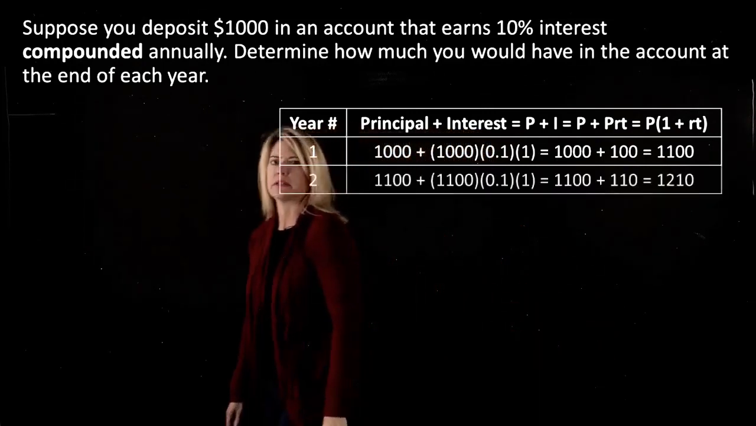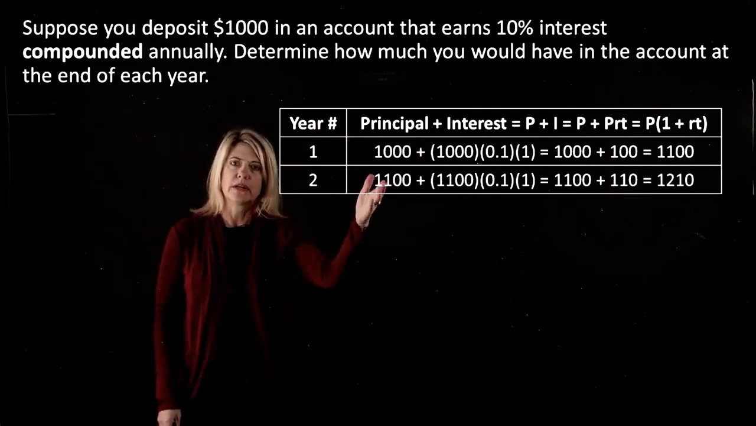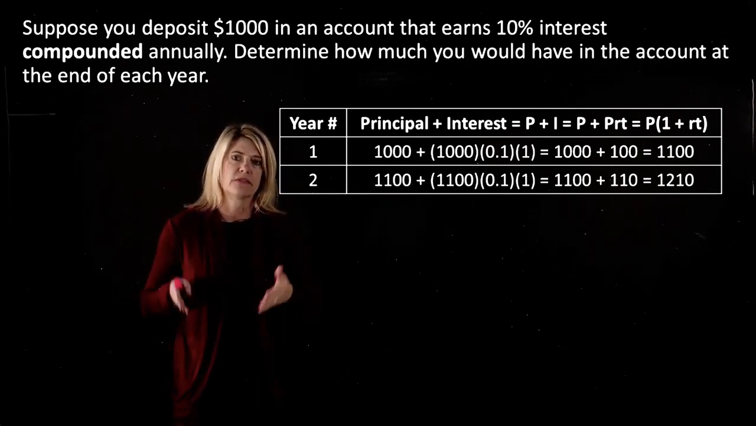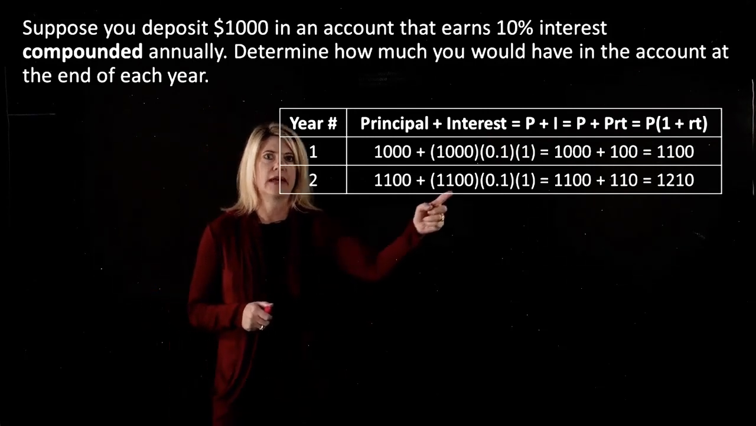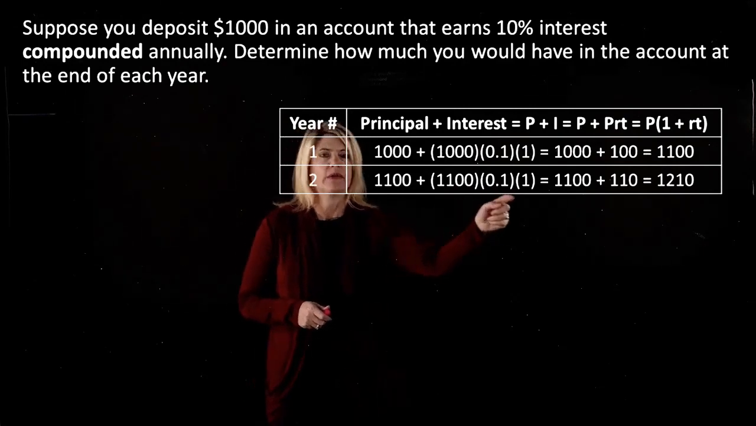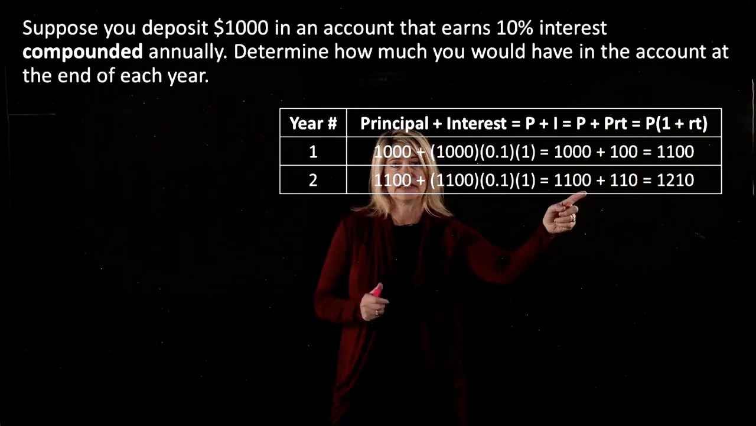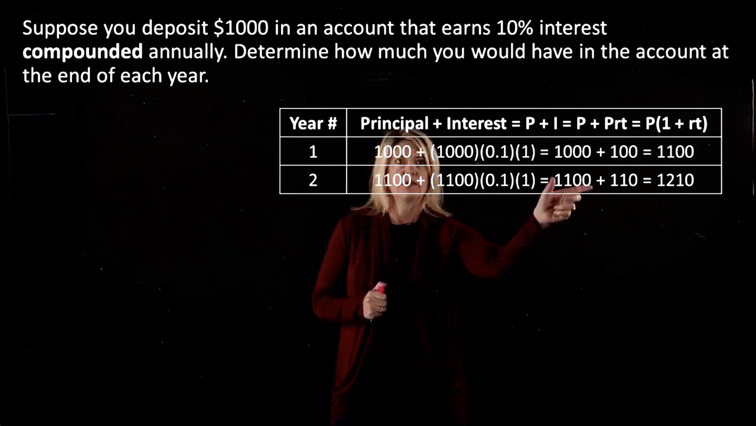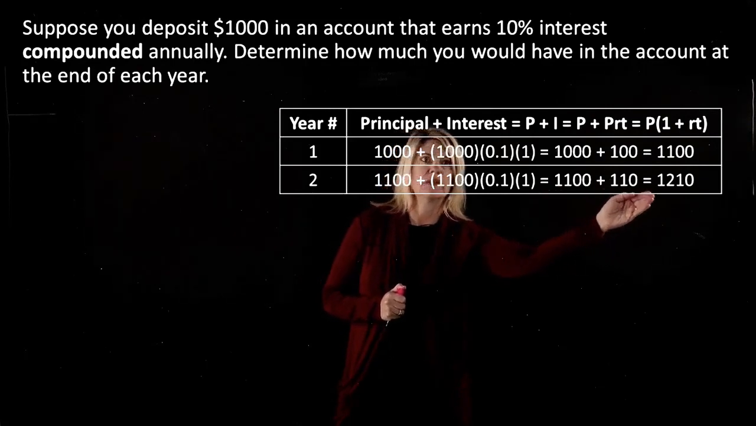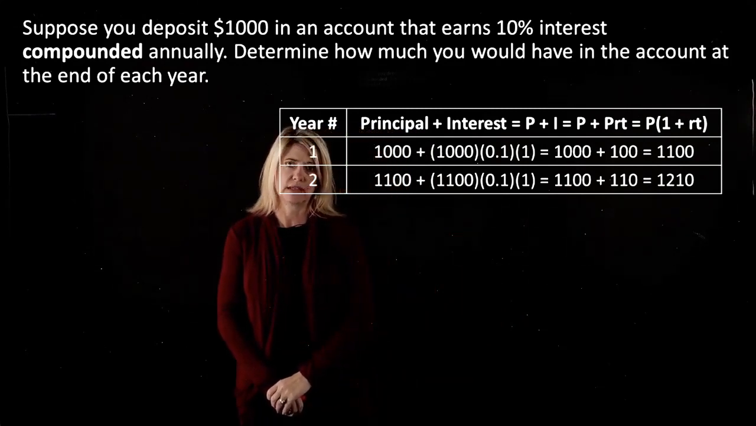Now when we go into the second year, we start that second year with $1,100 in the account. We compute the interest that's earned off of the $1,100. So we would have $1,100 times 10% for 1 year. We earned this time $110 in interest. So when we add the principal that we had plus the interest at the end of that second year, we see that we have $1,210 at the end of the second year.